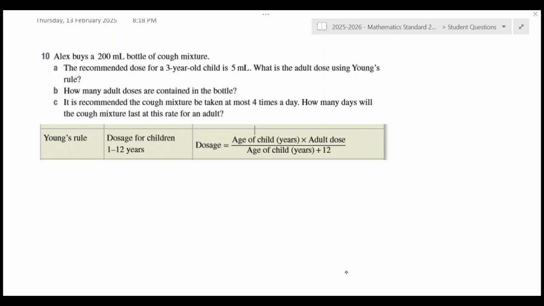So question 10. Alex buys a 200 ml bottle of cough mixture. The recommended dose for a 3-year-old child is 5 ml. What is the adult dose using Young's rule?